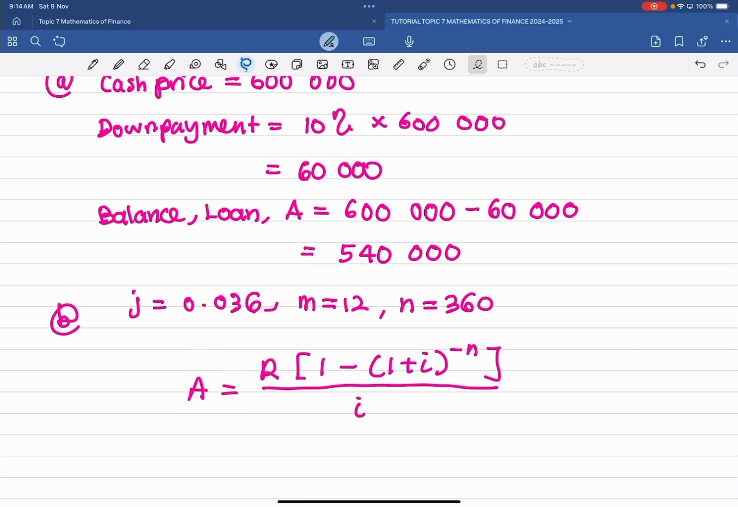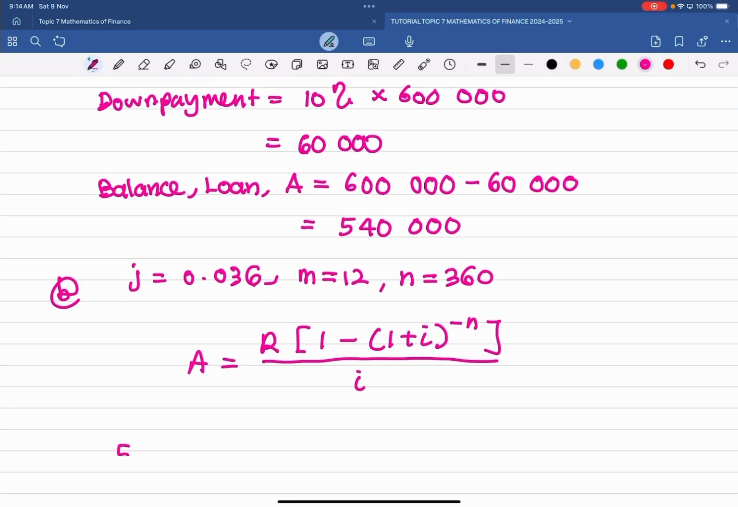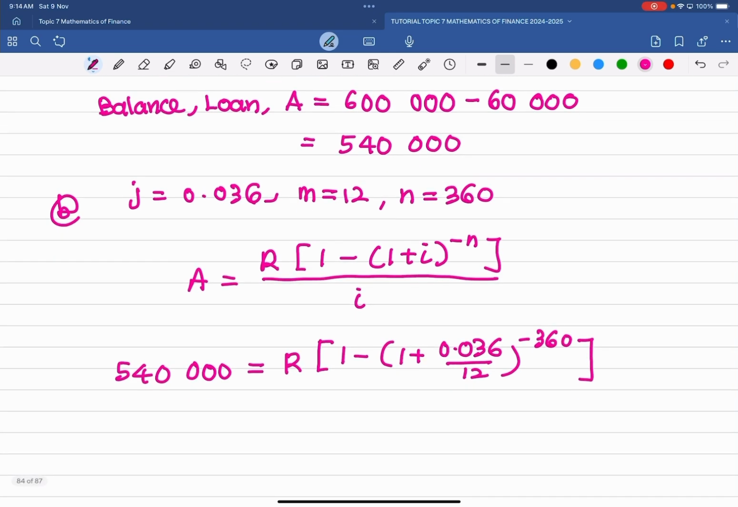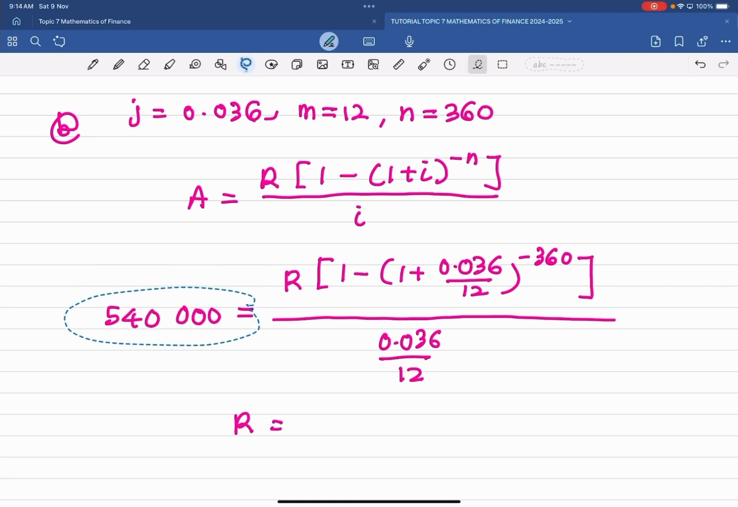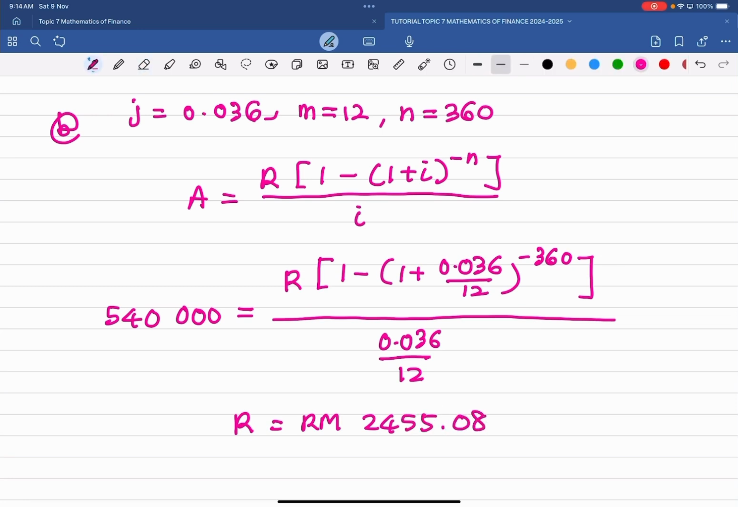So we already have A, 540,000. R is what we want to find, the monthly payment: 1 minus (1 + 0.036/12) to the power of negative 360, divided by 0.036/12. So what will R be? 2435. Again? Oh, wrong. 2455.08. So that is the monthly payment. Next question.